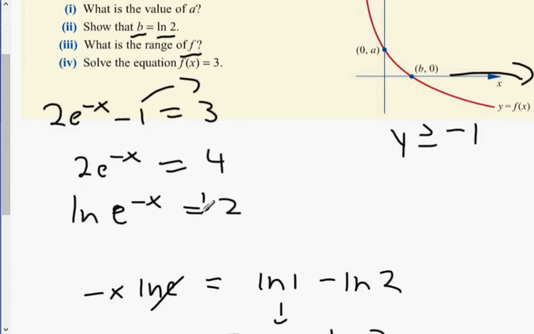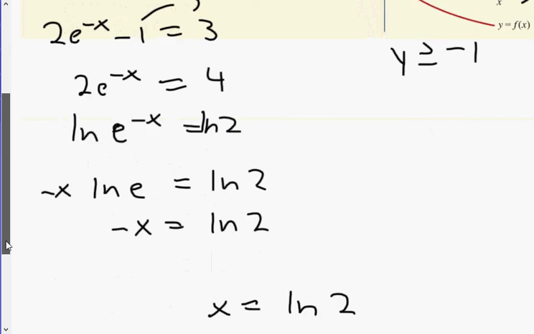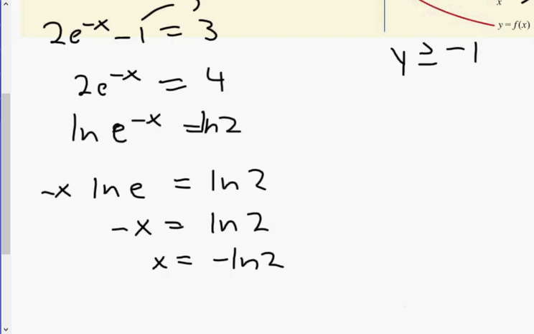ln both sides. And upon ln on both sides, what we're going to find out is that minus x ln e equals ln 2. Minus x equals ln 2. x equals minus ln 2. And what we got earlier was that ln 2 was 0.69. So it's going to be minus 0.69.